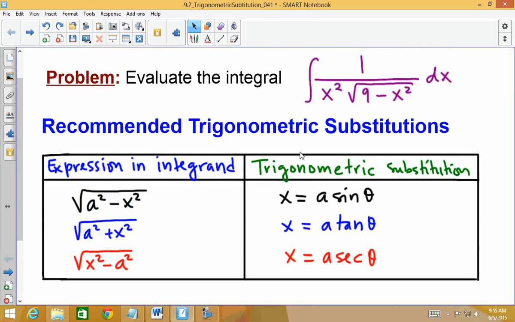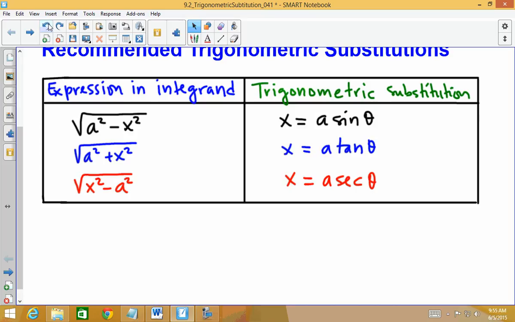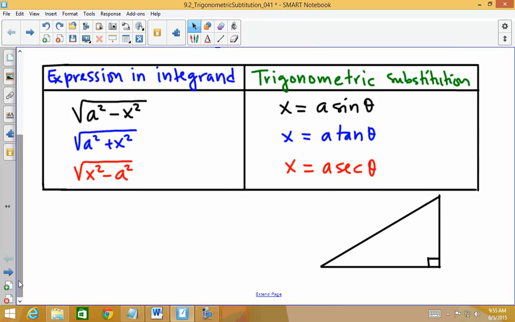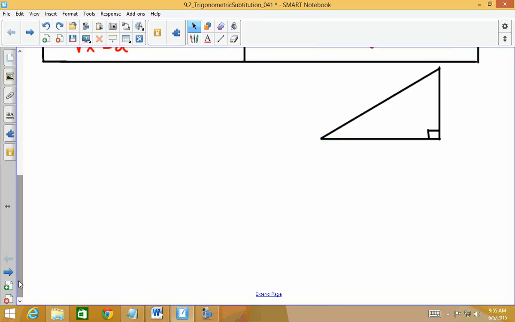In the integrand here we have square root of 9 minus x squared. Among the three, the first one is the most likely to be used because we have square root of a squared minus x squared. In any case, we are going to use a triangle in order to see what is happening. So our recommended substitution suggests we use x equals a sine of theta.